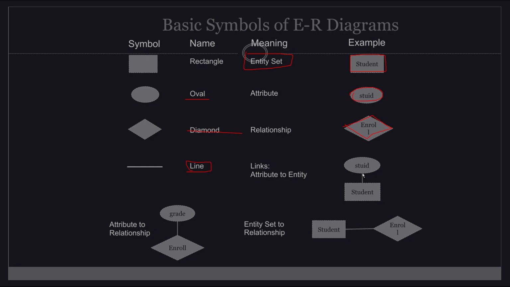So here's a link between a student entity and the student ID attribute. You have a link between the enroll relationship and the grade attribute of that relationship. And you can also have a link between the entity and the relationship. Okay? Amazing drawing, by the way.